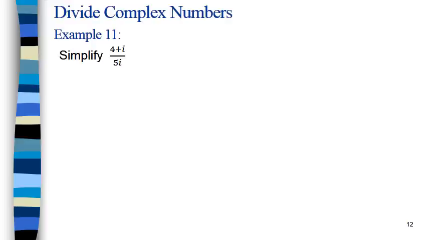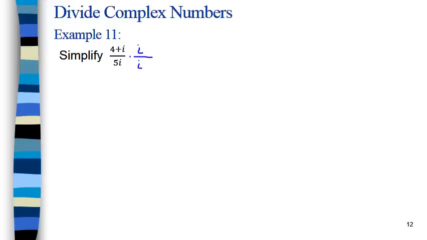To divide complex numbers, remember an imaginary number is a square root, and we don't like to have square roots in the denominator, so we do want to rationalize this. In order to get the 5i out of the denominator, we recall that i squared is negative 1. So if we multiply by i in the denominator, that will give us an i squared in the denominator.